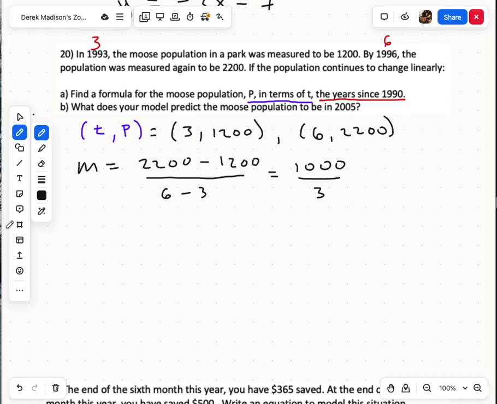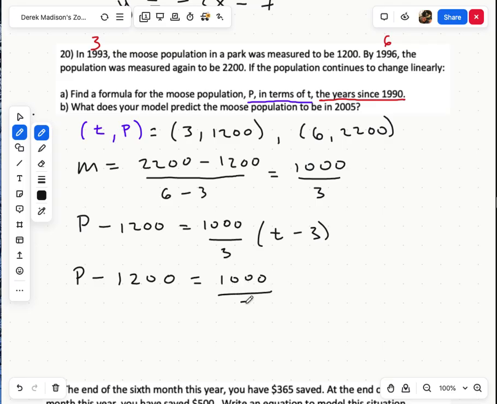And then we'll go to our point slope form, and I'm going to be careful to use p for y and t for x. So we would have p minus, I'm going to use the smaller of the 2 points here, so minus 1200 equals 1000 over 3 times t minus 3. And you can see right there the 3's are going to cancel when I distribute. That's why you don't want that as a decimal. This would come out to some kind of crazy number if you tried to do it that way, and it would be wrong, so that's another good reason not to do it that way.